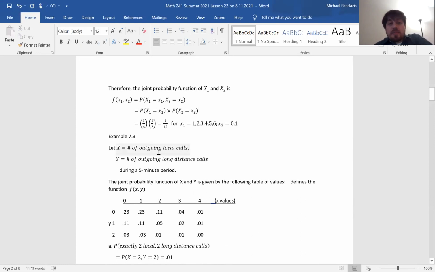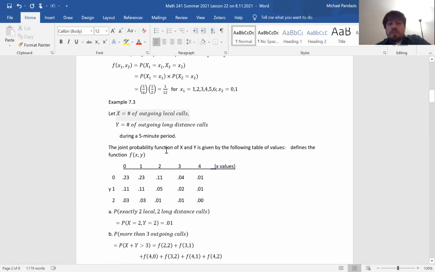Okay, example 7.3. Let x equal the number of outgoing local calls. Let y equal the number of outgoing long distance calls during a 5-minute period. The joint probability function of x and y is given by the following table of values. Okay, and it defines the function f of x comma y.